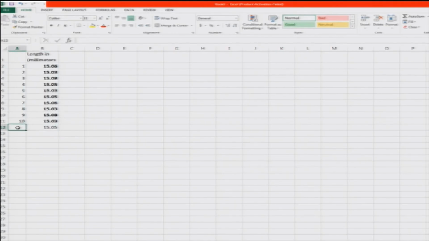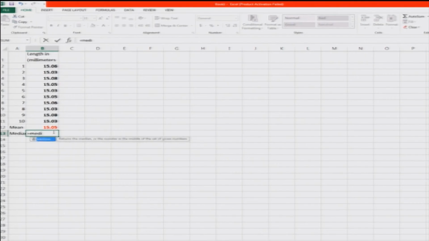I will better put mean here. I have put mean here, the mean value is 15.05, I will color it red. So, the mean value is there. I can also find the median here. This is equal to median of these values. Median is again 15.05.